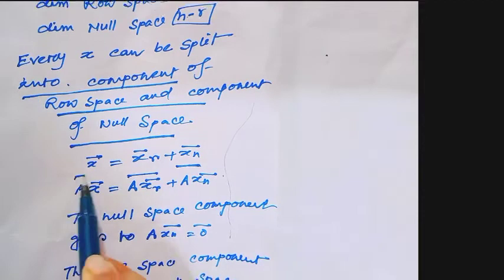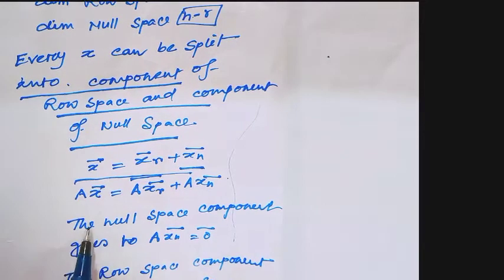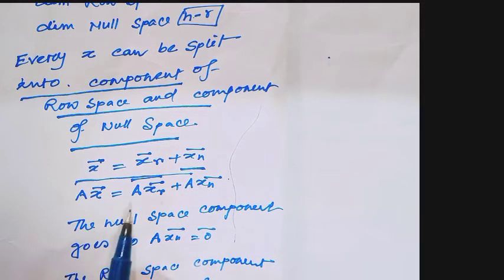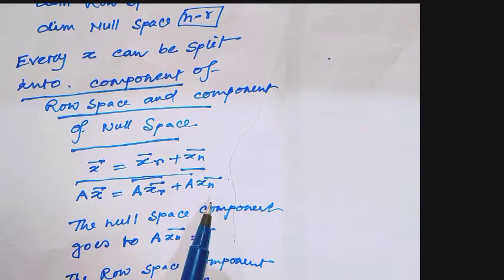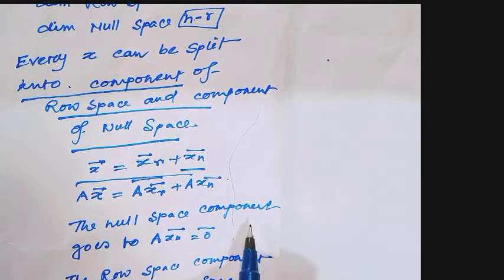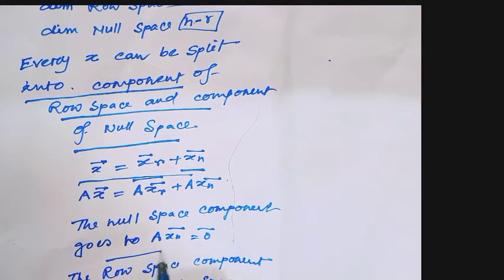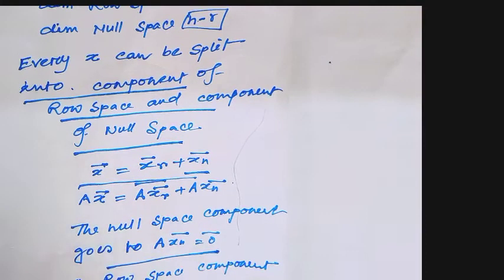That means every vector x is written as x equals xr plus xn. Now multiply this equation with A. Then this would be Ax equals Axr plus Axn, and the null space component goes to Axn equal to 0.